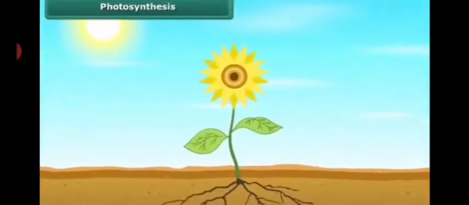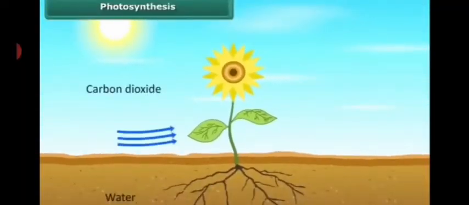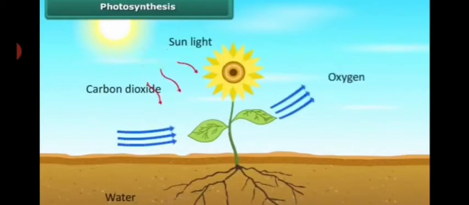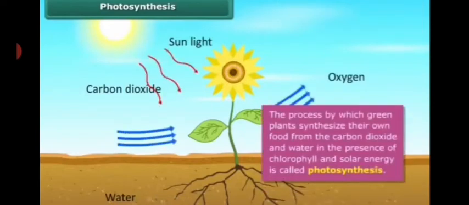Now let's understand photosynthesis. Photosynthesis is a process by which plants prepare their own food. I mean autotrophic nutrition. In autotrophic nutrition, the plants prepare food through the process of photosynthesis. Okay, so here the definition is written.